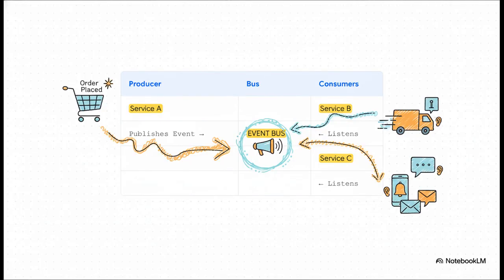So check this out. When an order is placed, Service A doesn't tell the shipping service and the notification service what to do. Nope. It just publishes an order placed event to a central event bus. Then, the shipping service and the notification service, who are both subscribed to that event, pick it up and do their work, all without Service A even knowing they exist. This creates a really scalable and resilient system.